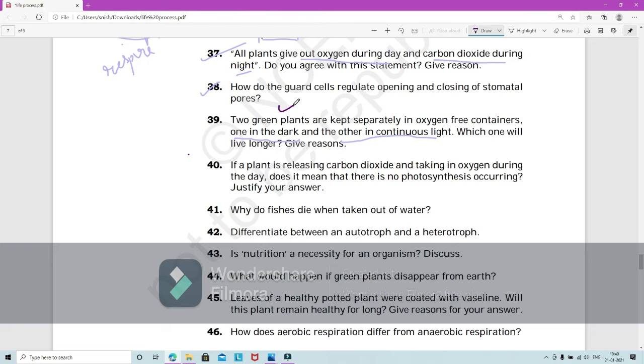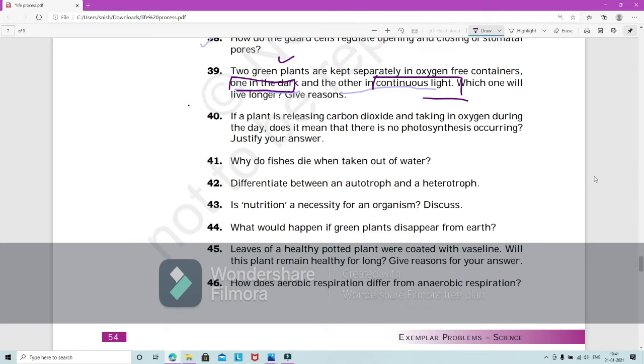Likewise, the green plants synthesize their own food, and the process of photosynthesis takes place only in the case of continuous light. In the other case, the plant will not get any supply of light and it's going to die. That's the result. Okay, so that is about that question. Next, 39 is done. 40.